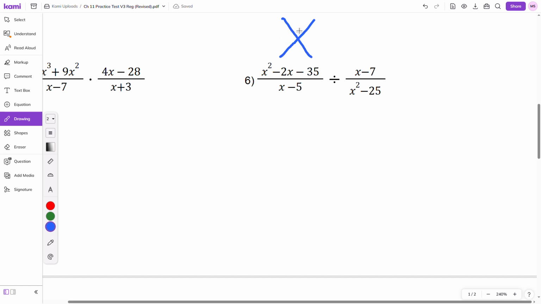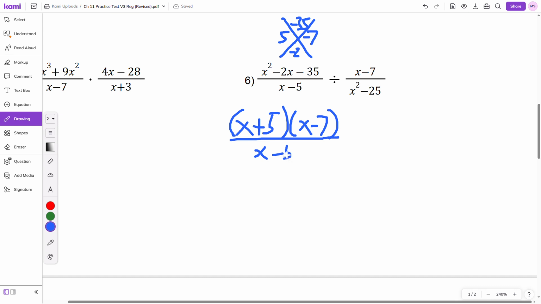So we're still going to do the X box, and we have negative 35 on top and negative 2 on the bottom. We're still going to have the 5 and 7, and this one's going to be negative. And we have the x squared here as well. But what it's going to be is x plus 5 times x minus 7 divided by x minus 5. And over here, I'll leave it alone for now and just put it the way it was. And I'm just going to show you how this denominator factors. Again, it's the difference of squares, just like a problem we had earlier.